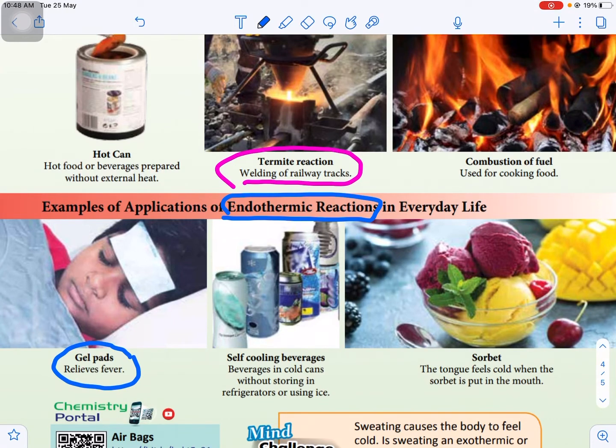We have a few layers. If the hot can releases heat from a chemical reaction, for the soft cooling beverage the reaction among the layers itself will absorb heat. So there is no need for you to put the can inside the refrigerator or put some ice cubes. You just activate the soft cooling beverage like how you activate your hot can.